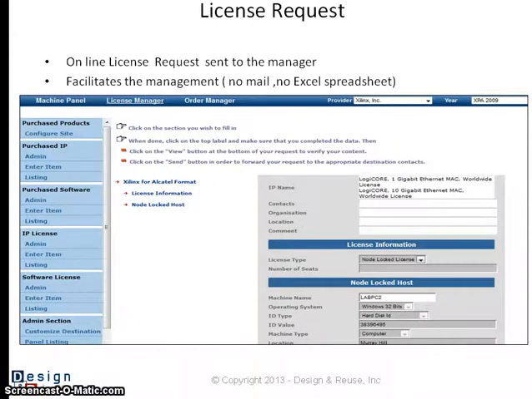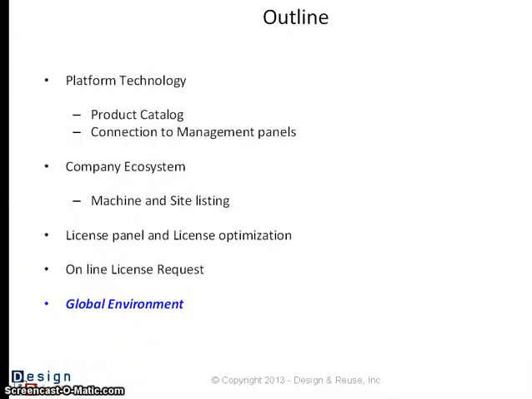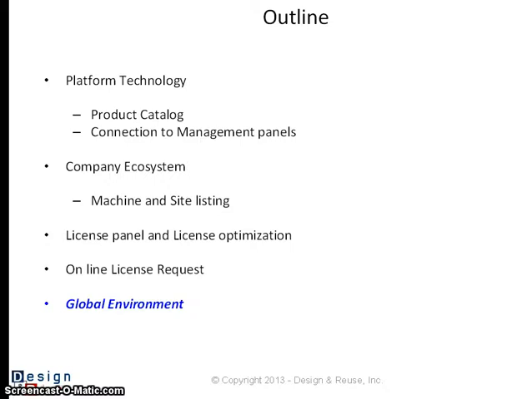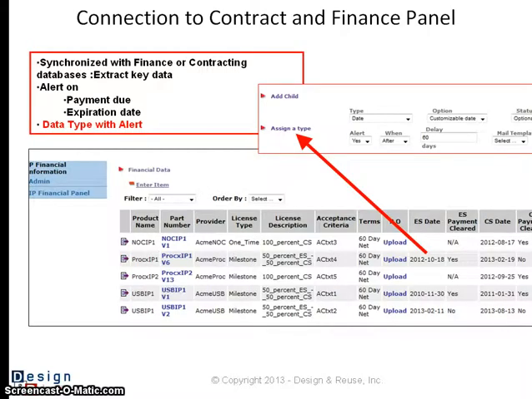To that you can add as many additional features as you want. You can add a license request. If you don't want to receive mail, you can just say online, I would need this on this machine, and so on. So it facilitates the management, no mail, no Excel spreadsheet. You can have several admins. When you're on holiday, the other one will take over. You can look at it at a more general environment.